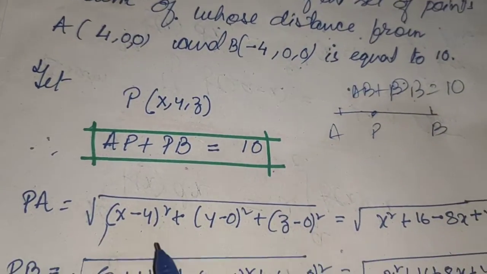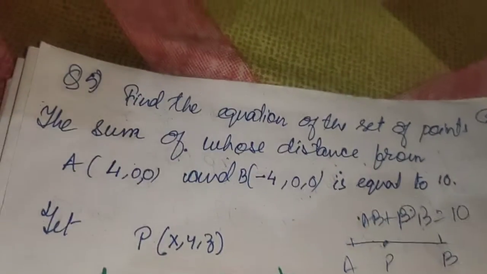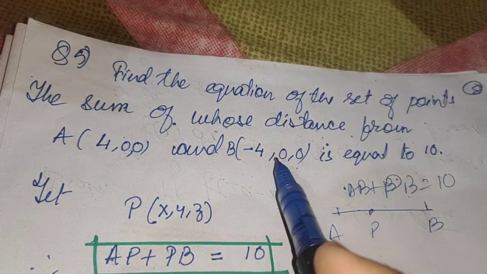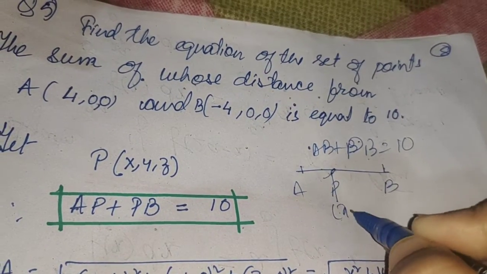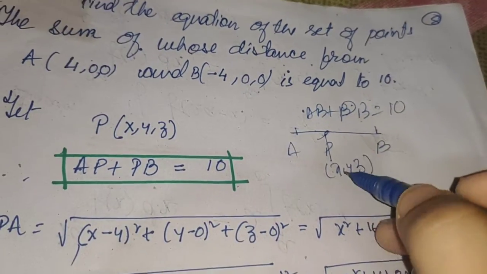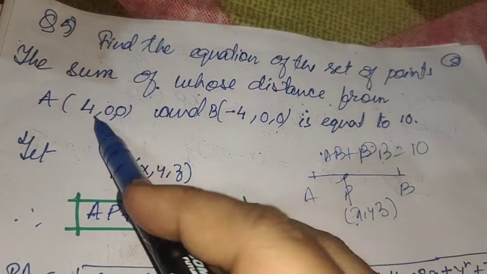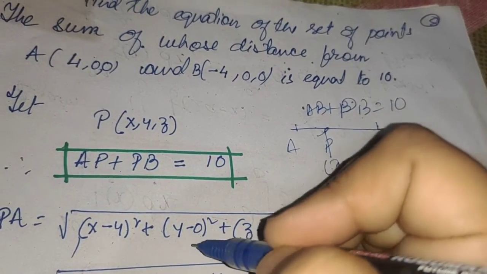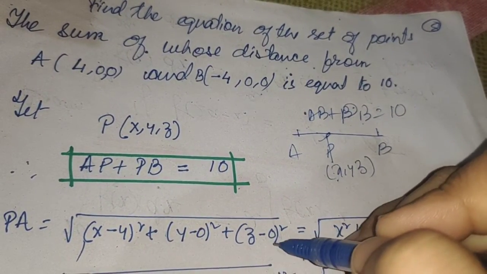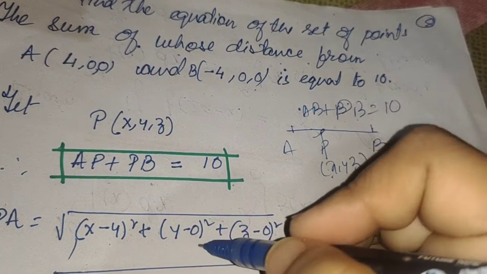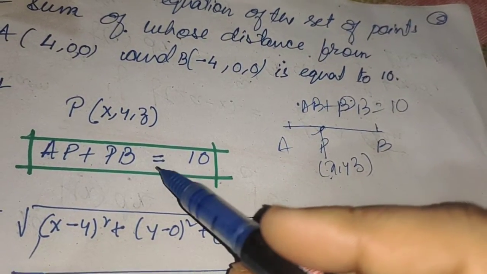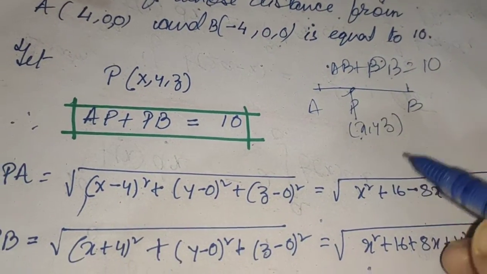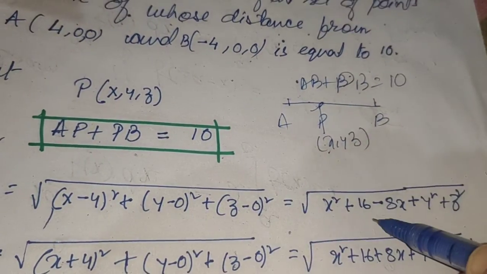So first of all we have to find out what AP is. P is the point X, Y and Z. So AP is root over (X minus 4) whole square plus (Y minus 0) whole square plus (Z minus 0) whole square. In this case, what will PB be? Okay, let us discuss this one.